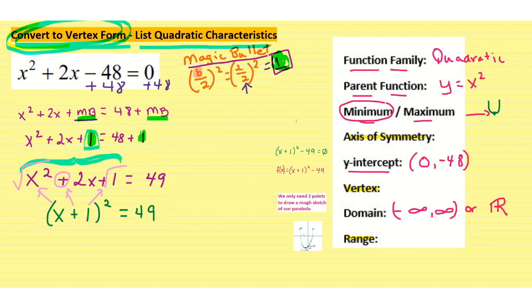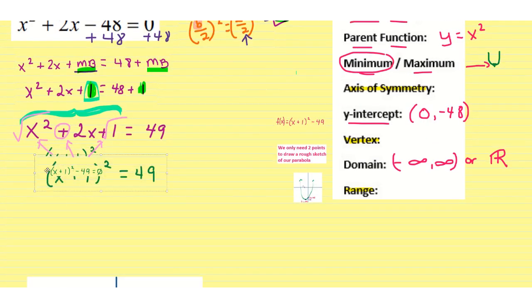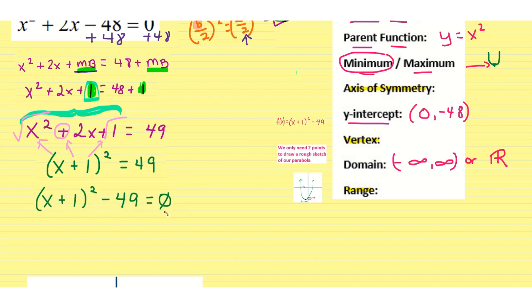Okay, so at this point, it essentially is almost in vertex form, but we're going to go ahead and move that 49 to the other side. So when we do that, we're going to end up with 49 on the other side of the equal sign. So basically what I just did is I subtracted the 49 from both sides again in order to move it back over with the squared expression. Okay, so we are almost there to vertex form.